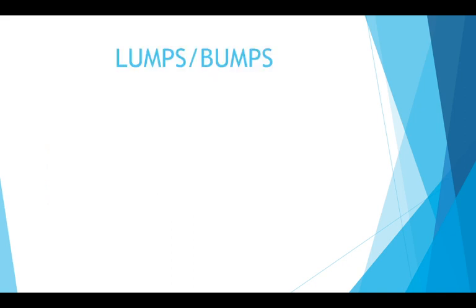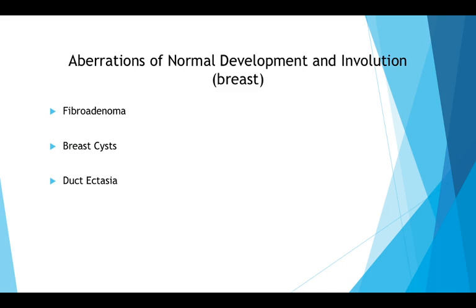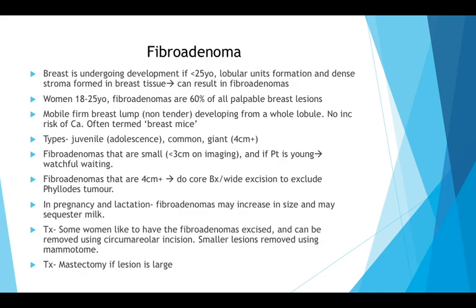So, lumps and bumps to start with. The three main things initially to cover under the aberrations of normal development and involution of the breast are fibroadenoma, breast cysts, and duct ectasia. Initially fibroadenoma. These are very common causes of lumps in young women since the breast is undergoing development up until around 25 years of age, and your lobular units are forming and stromal tissue is being put down in the breast tissue. And this can all result in fibroadenoma formation.